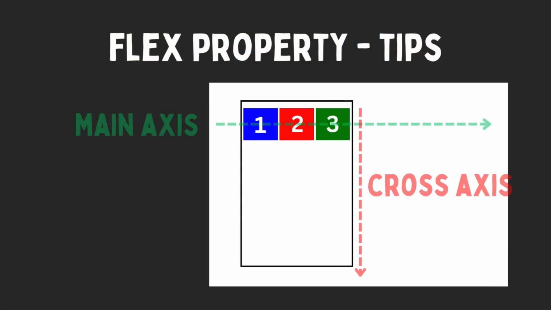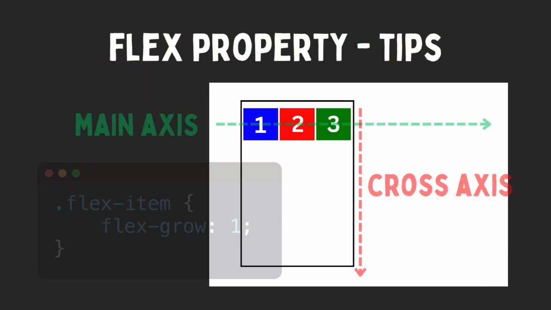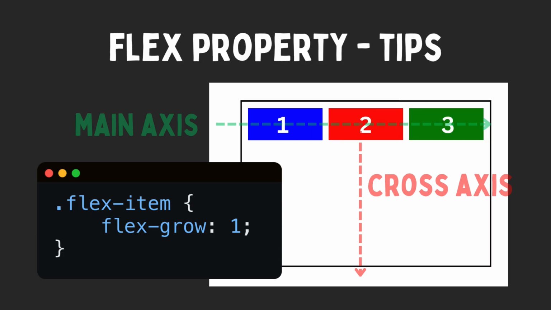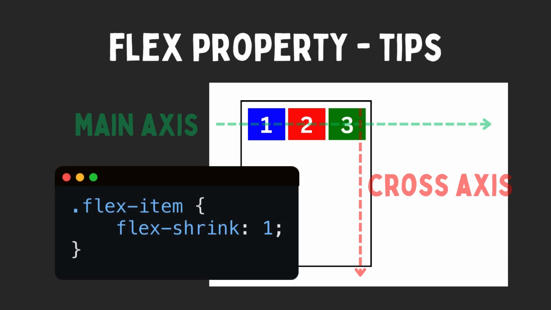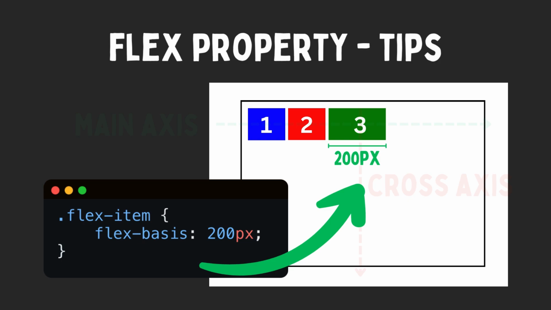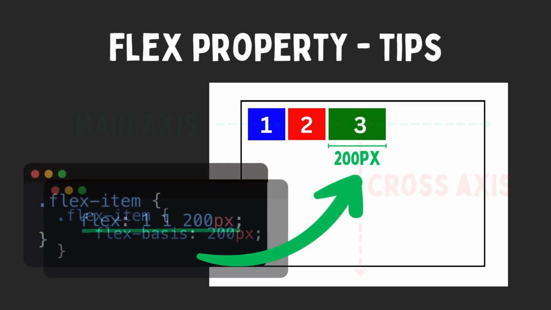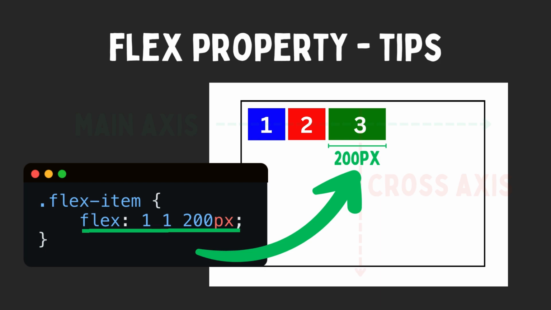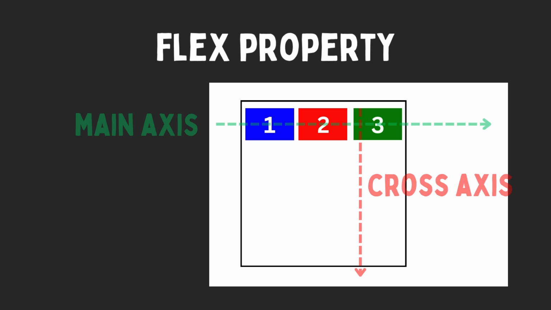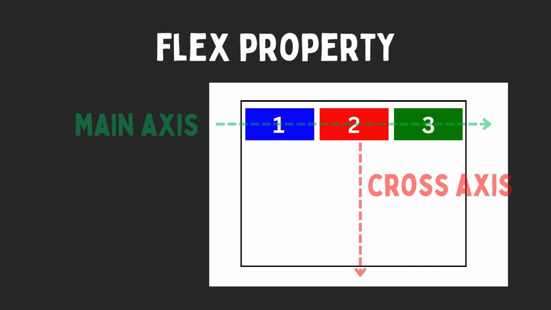Here are some quick tips for using the flex property. Use flex grow to make items expand proportionally when there's extra space. Set flex shrink to control which items shrink more or less when there's not enough room. Use flex basis to define a starting size that fits your layout needs. Combine these values with the shorthand flex for clean and concise code. The flex property is the heart of Flexbox. It gives you the power to make your layouts dynamic and responsive.